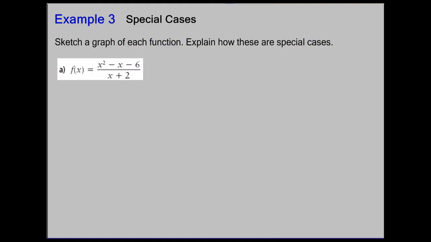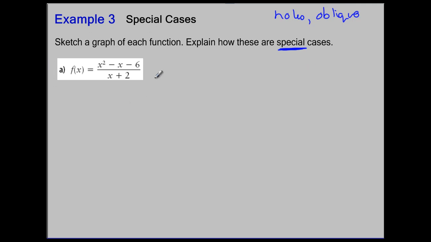Okay, the last two examples are examples that we've looked at in previous lessons, but we're going to go over them very quickly here. So sketch a graph of each function. Explain how these are special cases. Special cases to us reference things like either holes in functions or maybe oblique asymptotes. Those are kind of the two special cases that we've looked at.